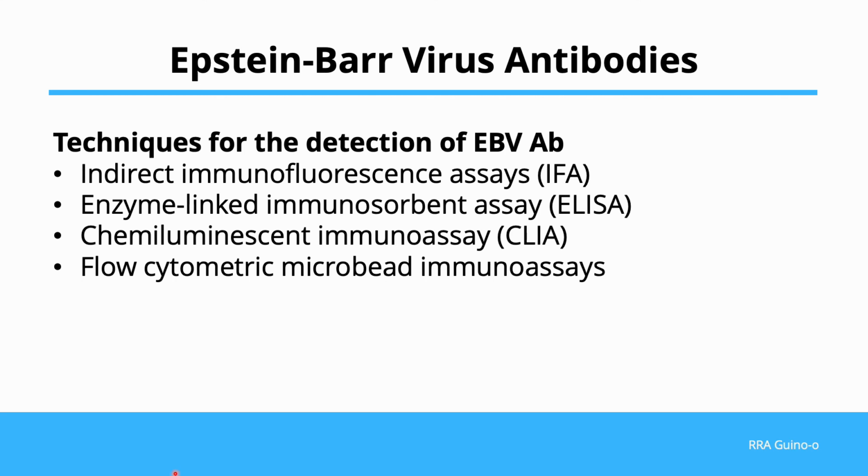Here we can see the different techniques used for the detection of EBV antibodies. We have our indirect immunofluorescence assay, or IFA, enzyme-linked immunosorbent assay, or ELISA, chemiluminescent immunoassay, or CLIA, and flow cytometric microbead immunoassays. We won't discuss them in much detail in today's lecture, but we have prepared another lecture which explains each of these in turn.